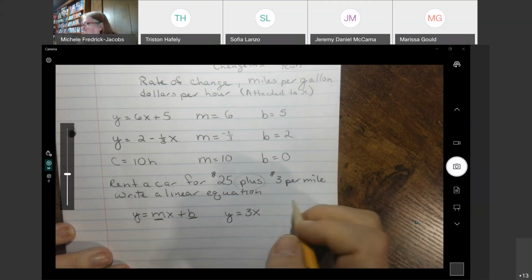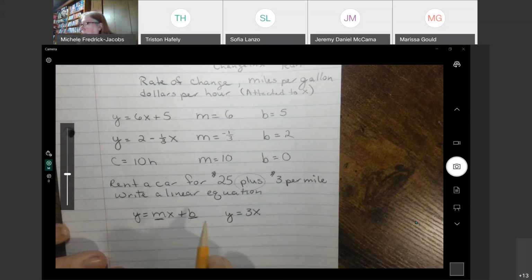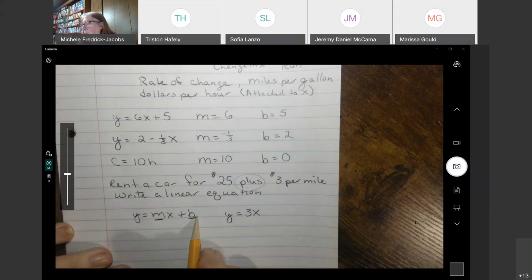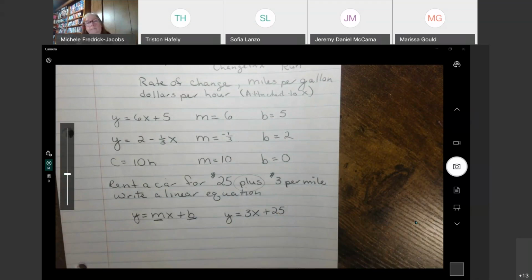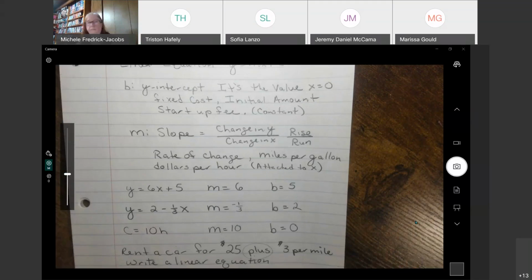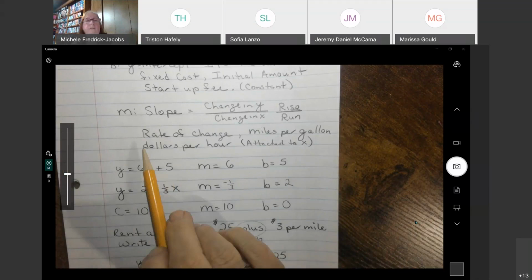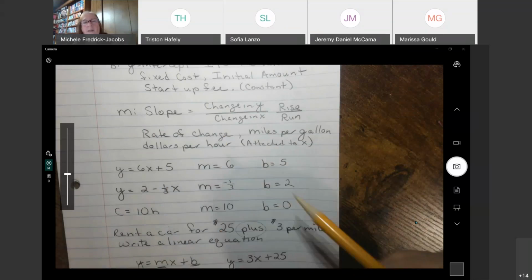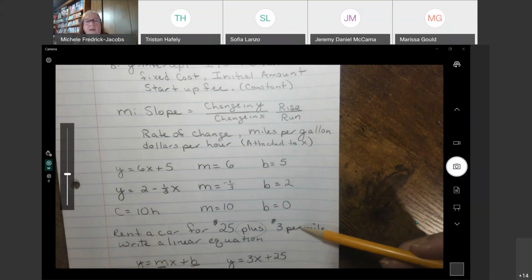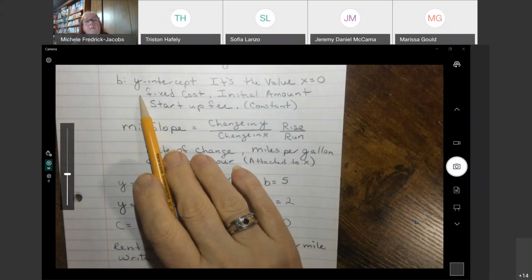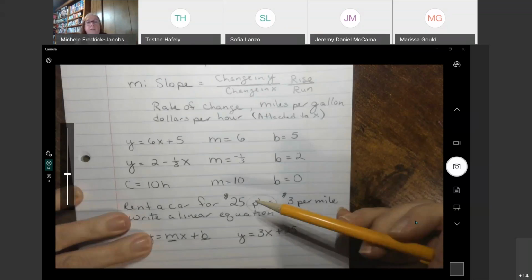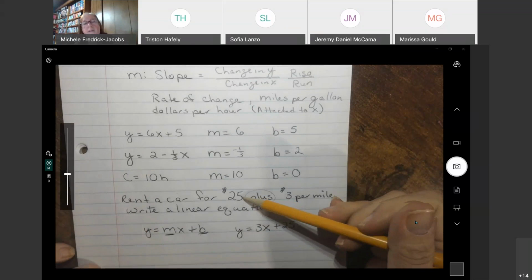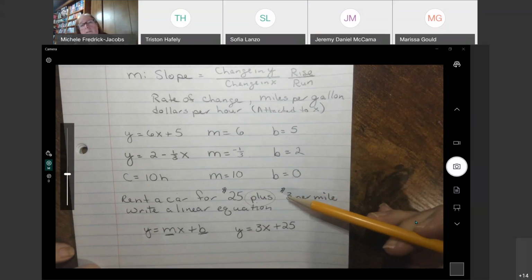Then what was B? B is the fixed cost or the startup fee or the initial amount. Oh, so 25. Mm-hmm. M is your rate of change, which, since it was $3 per mile, was my rate. The y-intercept is the fixed cost or initial amount. So just to rent the car, it was $25, and then for every mile you drive, it's an additional $3.